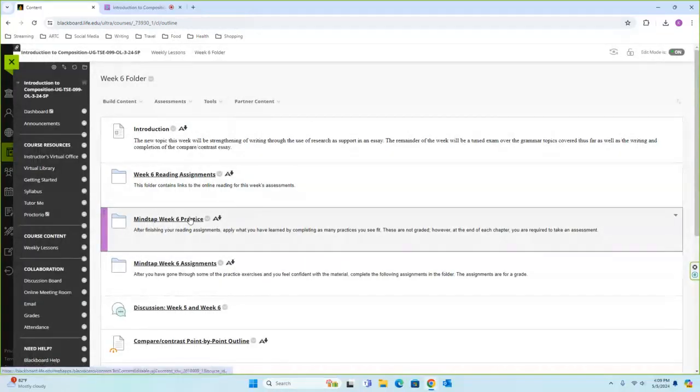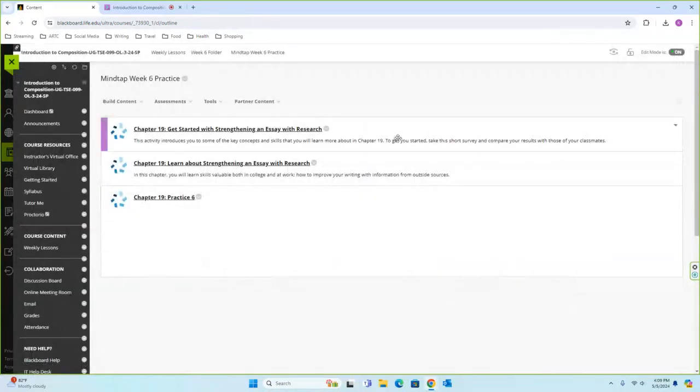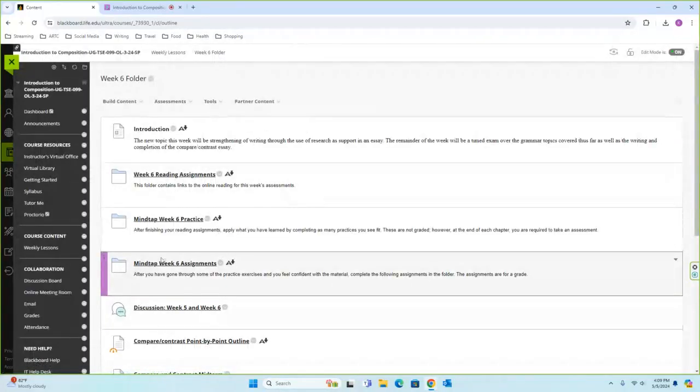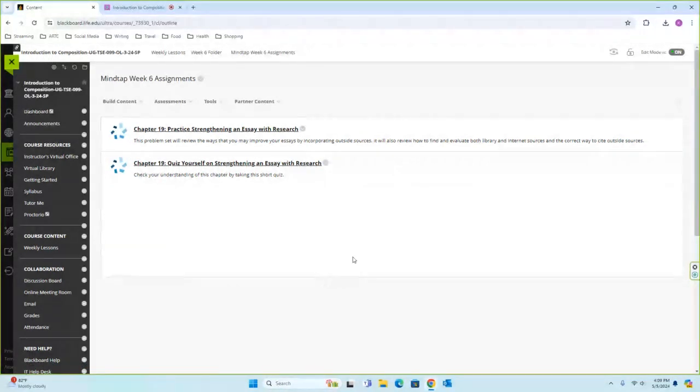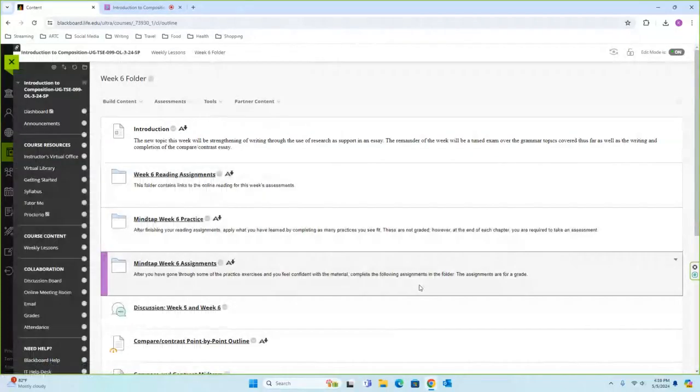And as you go through and you look at MindTap 6, week 6 practice, you'll see a lot of chapter 19, strengthening an essay with research. You've got your week 6 assignment, you've got a practice on strengthening an essay with research, and a quiz yourself on strengthening an essay with research. So as you have no doubt figured out, this is going to be a busy week.